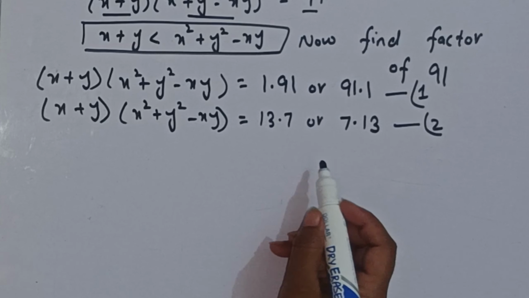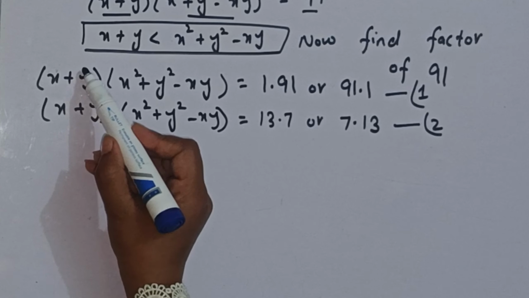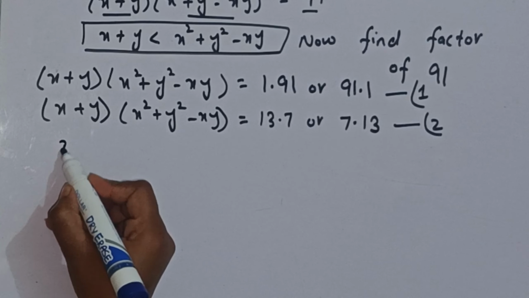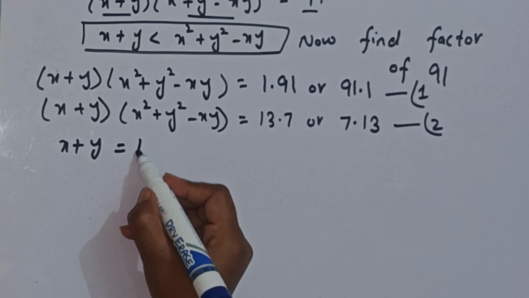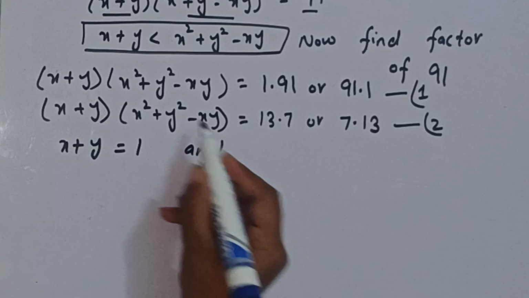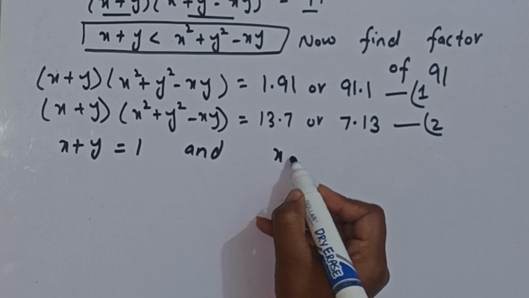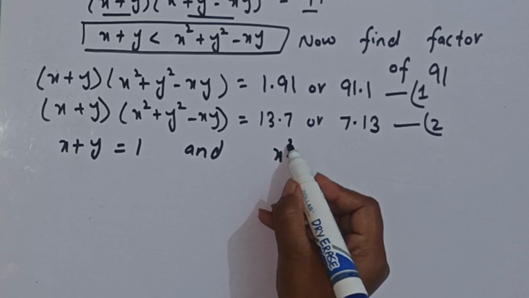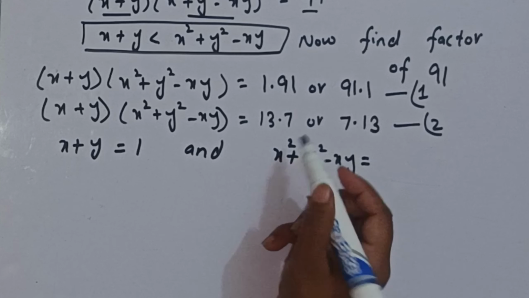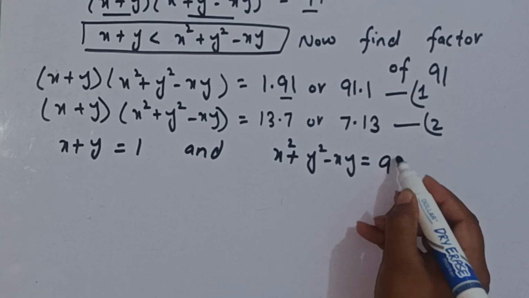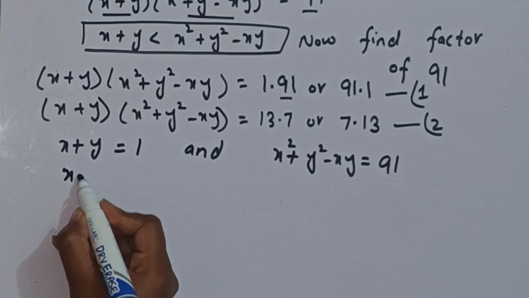Now we solve our first case. Look at our above condition. So this implies x plus y is equal to 1 and x square plus y square minus product of xy is equal to 91, because we have already discussed x plus y is less than x square plus y square minus product of xy. Now look at this part.